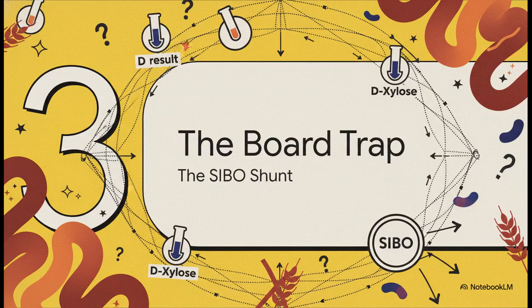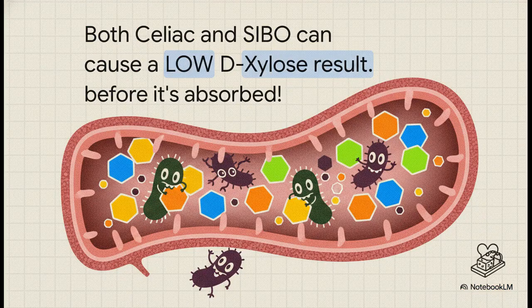And this right here brings us to a classic super high-yield board exam trap. You see that low D-Xylose result, and your brain immediately screams, celiac. But wait a second. You've got to be smarter than that. There's another possibility hiding in the code. Here's the glitch in the matrix. Both celiac disease and SIBO can give you that exact same low D-Xylose result.